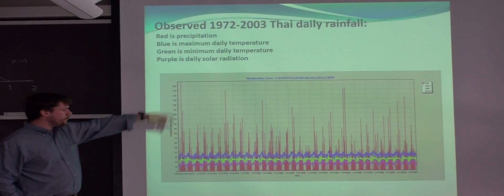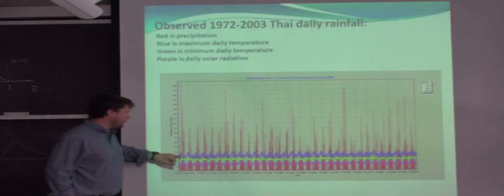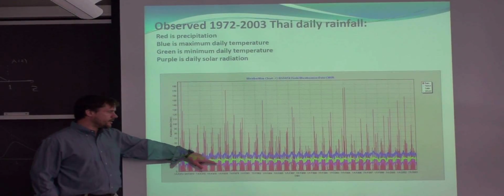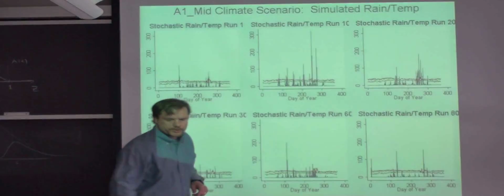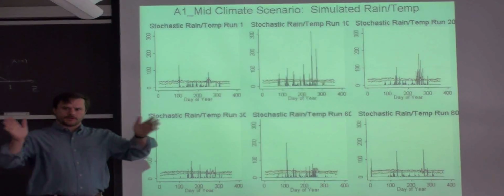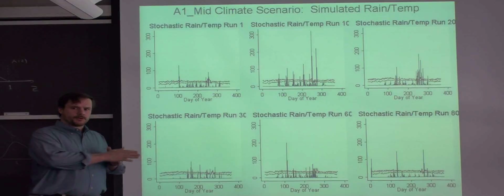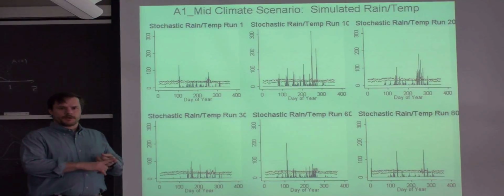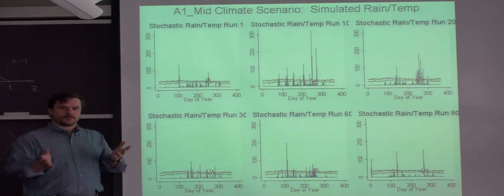The red is daily precipitation variation. Over here we have 1972, and up here 2003. The blue is maximum daily temperature, the green is minimum, and the purple, I don't know if you can see it, is variation in solar radiation per day. We're able to use this weather generator to generate stochastic simulations. The model first takes 30 years of historical data and creates a large table of summary statistics describing both the monthly mean amounts and the intercorrelations between variables, the probability of dry days, and the probability of wet days. Then it uses that to generate stochastic weather.